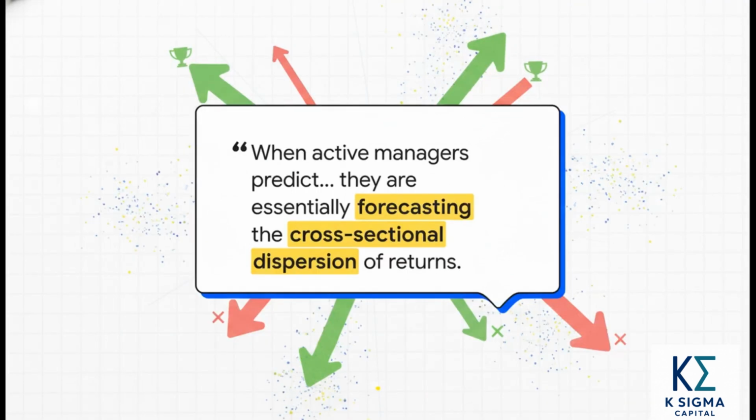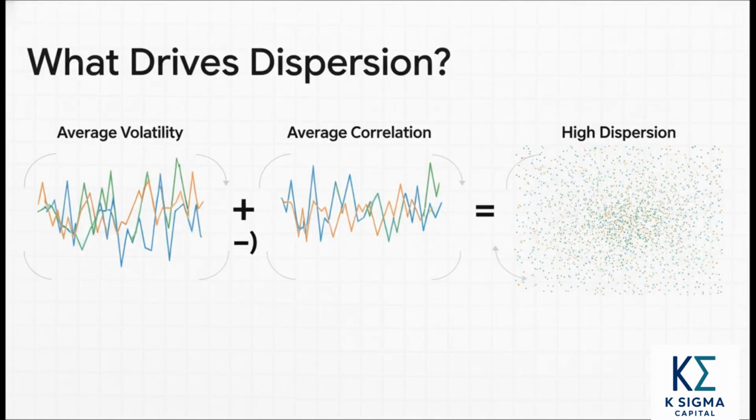An active manager's whole job is to find the winners and avoid the losers. So, by definition, they're making a bet on dispersion. They're betting that stocks will actually perform differently from each other. So what creates this perfect environment for a stock picker?